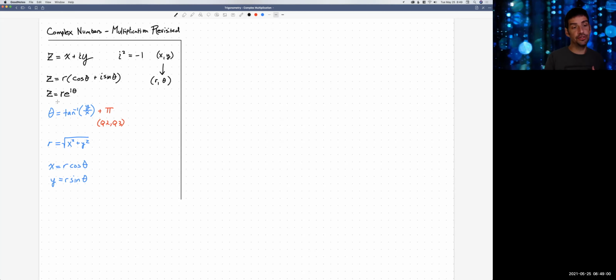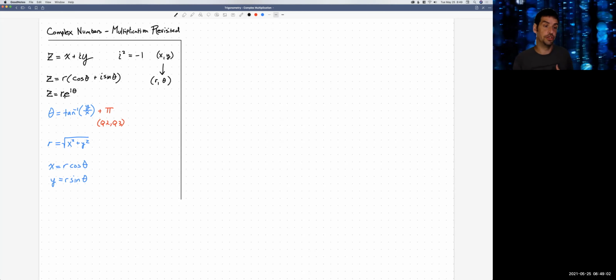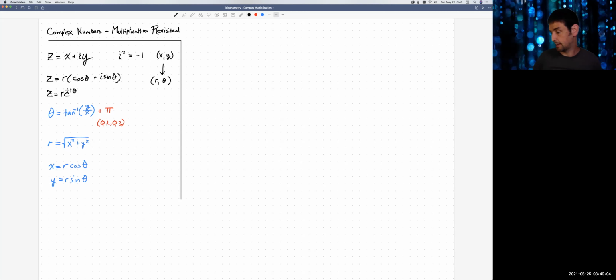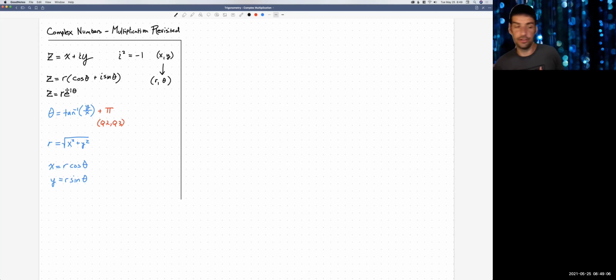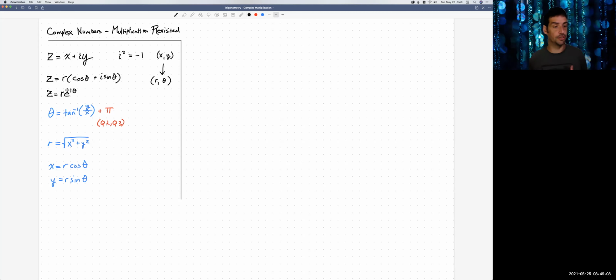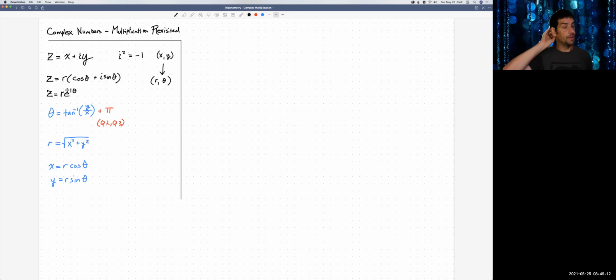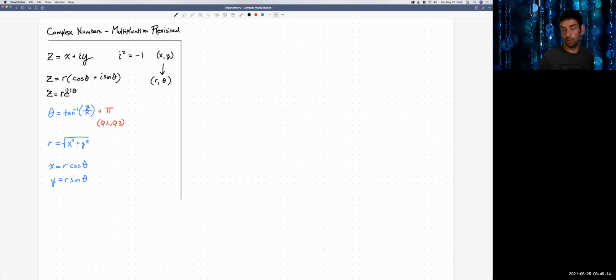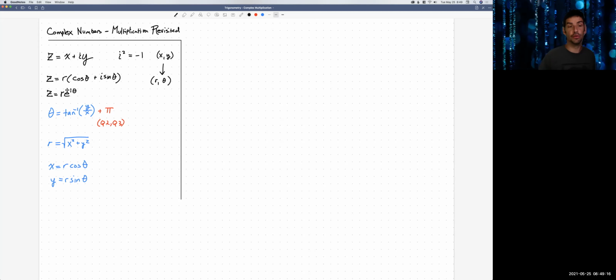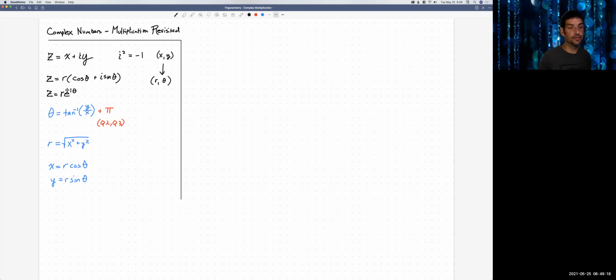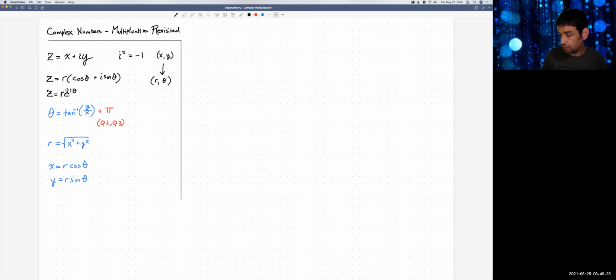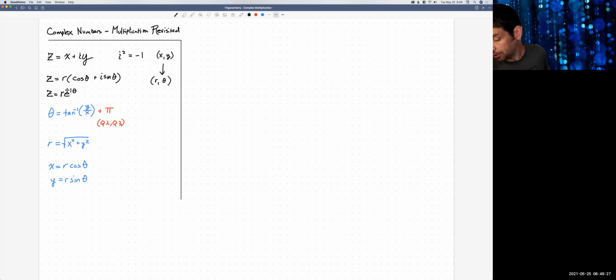And I had also introduced this exponential form, which might seem a little bit unbelievable, but it turns out to be a good representation of these numbers. These all represent the same point in space, right? These are equal. x plus iy is equal to r cosine theta plus i sine theta is equal to r e to the i theta. Okay, so let's jump into multiplication.